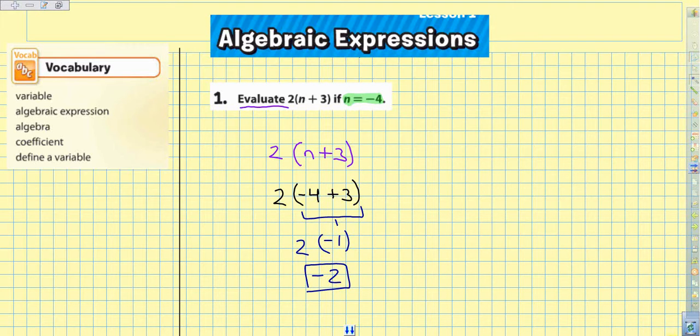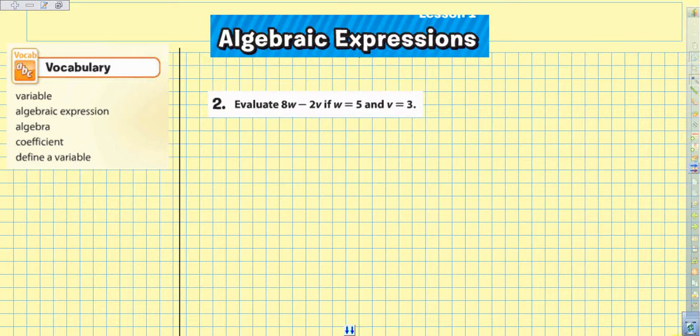Okay, another one that looks almost very similar. Same idea. If you take 8w minus 2v, then they tell you what w is and what v is. You evaluate it. Well, if w is 5, it's 8 times 5. If v is 3, it's going to be 2 times 3.